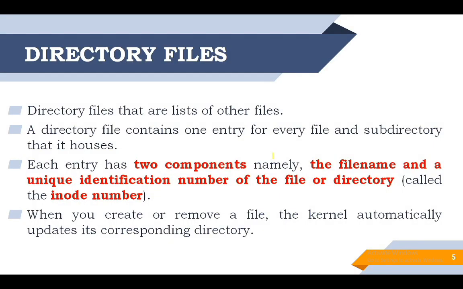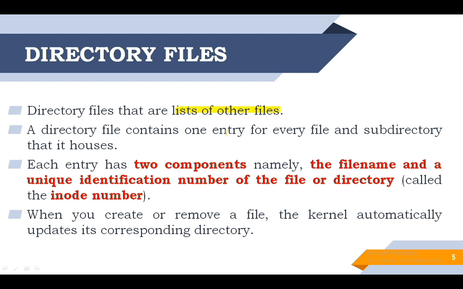The second type of file is the directory file. A directory file does not contain any data, but it keeps the details of all the files and subdirectories that it contains. So we can say that a directory file is a list of other files. It just maintains a list of the other files. In the directory file, one entry for every file and subdirectory is present.